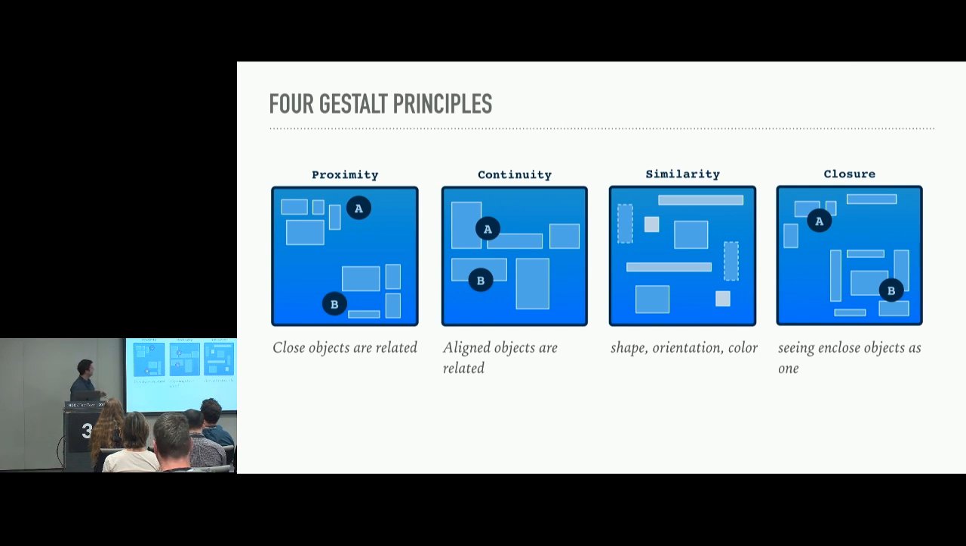So I put 4 here, but I'm only really going to talk about the first 3, because I think those are the most important. The first one, proximity, is about how the closeness or remoteness of objects affect how you perceive them. Then you have continuity, also referred to as continuation, which is about alignment of objects. And then similarity, which is about color and shape.